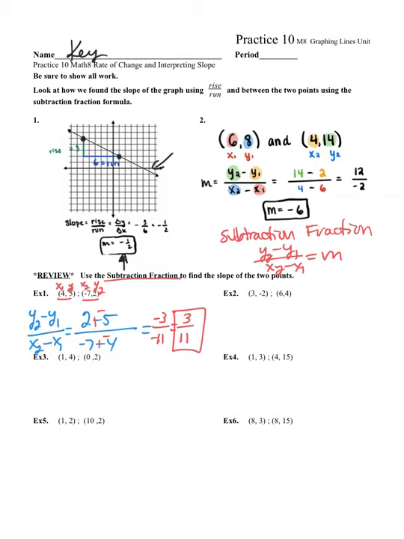Example 2, similar format. It gives you 2 ordered pairs, x sub 1, y sub 1, x2, y2. So then the formula, y sub 2 minus y sub 1, x sub 2 minus x sub 1. 4 minus negative 2, and then 6 minus 3. If we keep change, we will end up with 6 over 3, which is 2. And you can write it 2 over 1 or 2. Either one, perfectly fine.